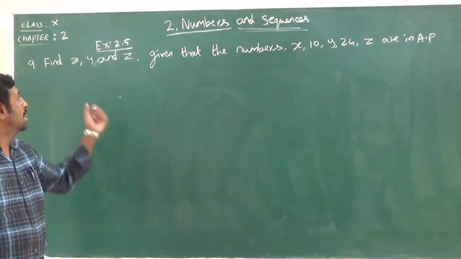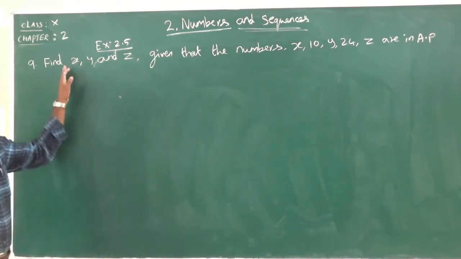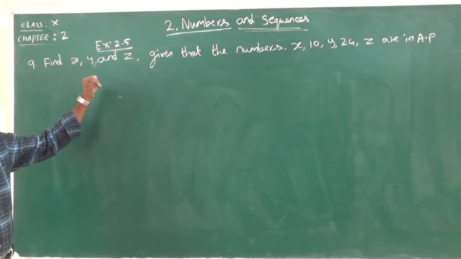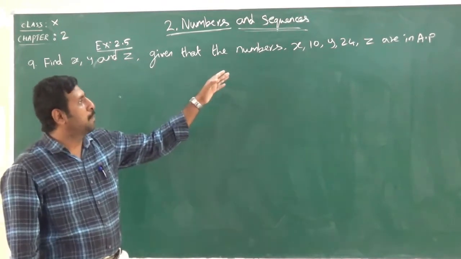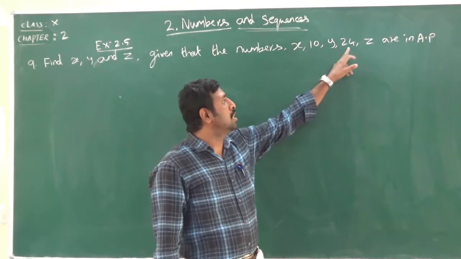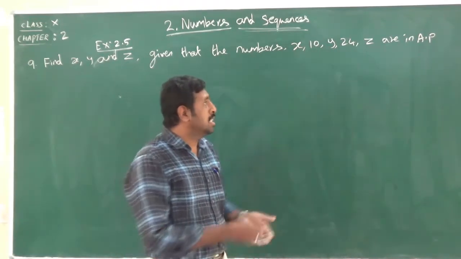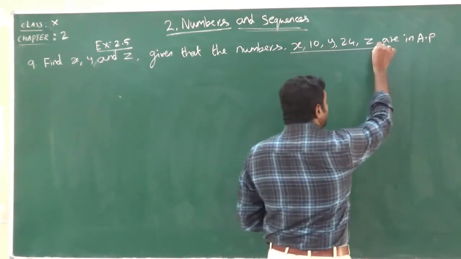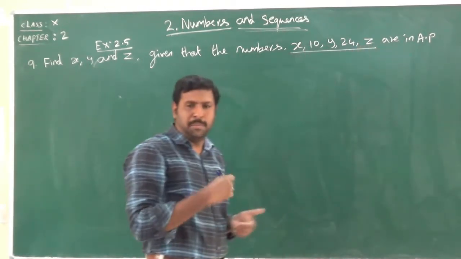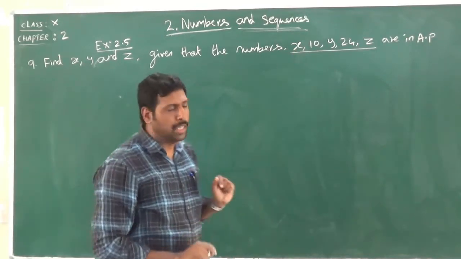Hi students, exercise number 2.5, question number 9. Find x, y and z given that the numbers x, 10, y, 24 and z are in AP. So the condition is that the arrangement of this sequence is an AP, which means the common differences are equal. That is the condition, right?